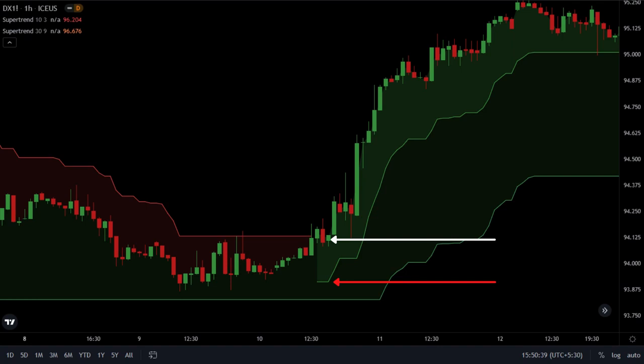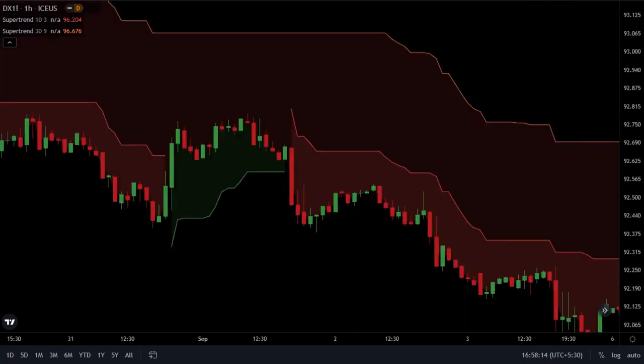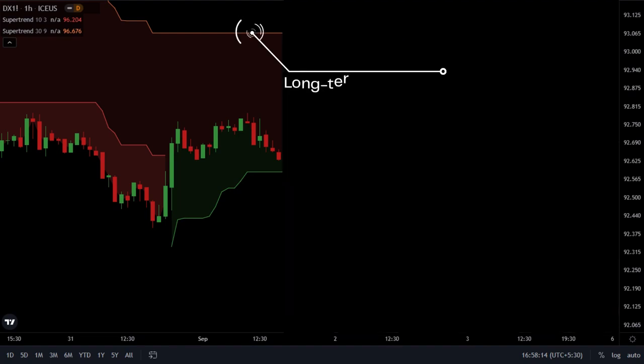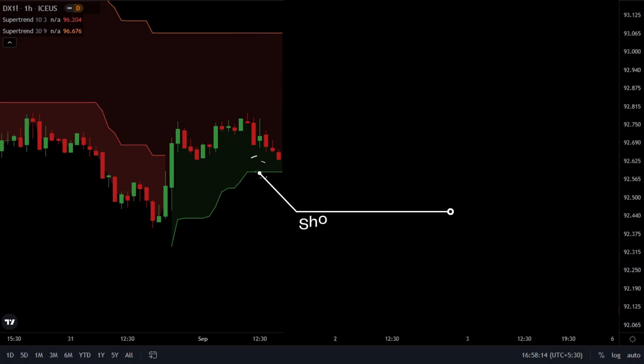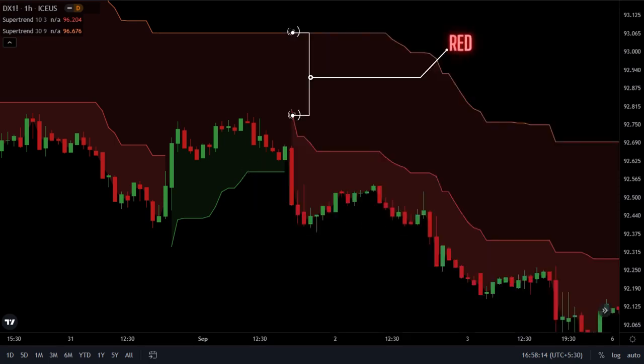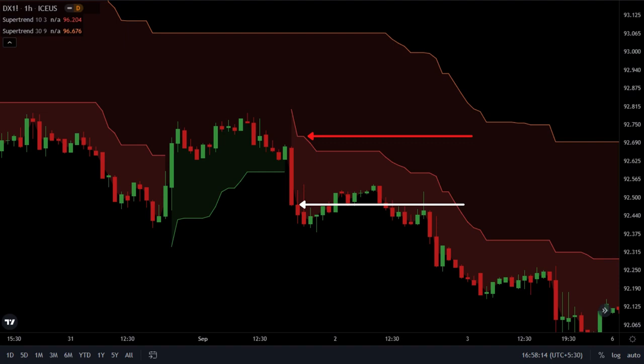You can keep your stop loss below this green line. As you can see, the price gave a good up move after our entry. Let's look at another example. In this chart, we can see that the long-term Supertrend line has turned red, but the short-term Supertrend line is still green, so you don't want to take positions yet. Further, you can see at this point that both the lines have turned red, and this is where you want to take a sell position. You can keep your stop loss above this red line. After our entry, the price made a good down move.